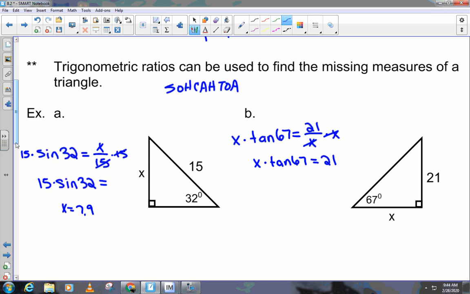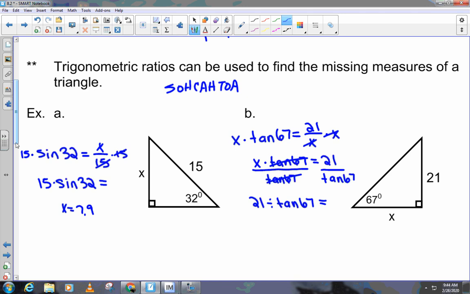And you don't necessarily have to put that dot there. I'm just showing you that dot so you'll know it's multiplied. Okay, so if this is multiplied together to get x by itself, what am I going to do? Divide. So I divide by the tangent of 67. Remember, that tangent and that angle stick together like glue. Okay, so I divide both sides by the tangent of 67. That cancels. So in my calculator, I'm going to type 21 divided by the tangent of 67. And hit enter.